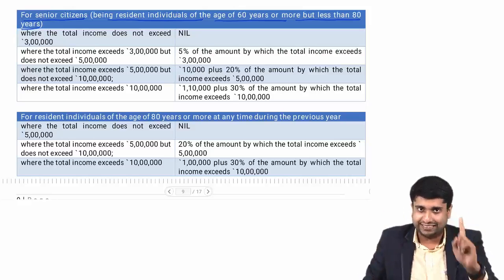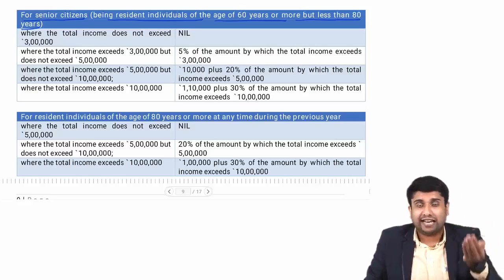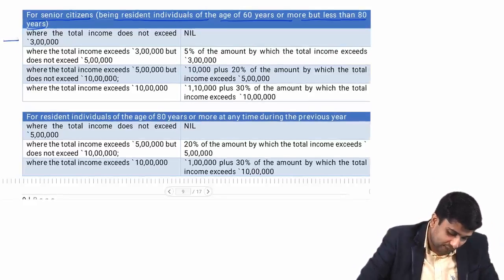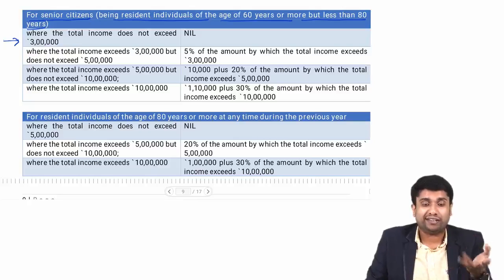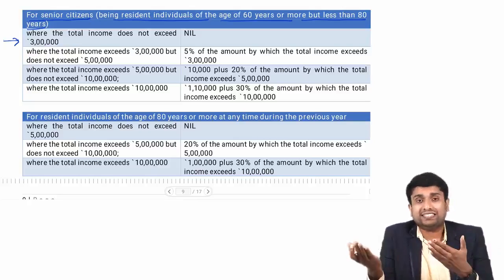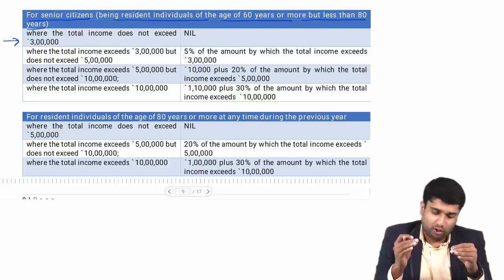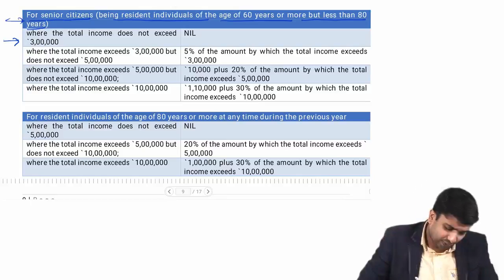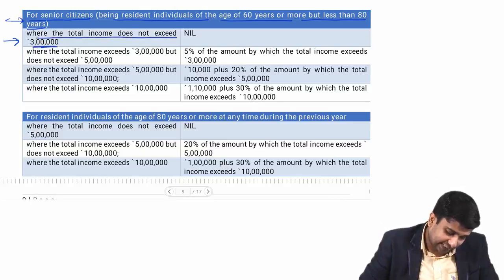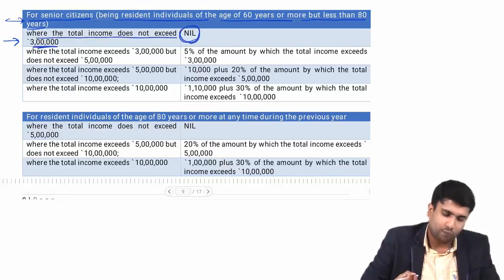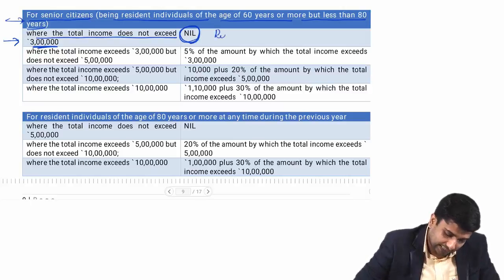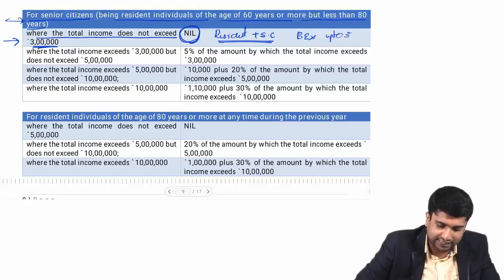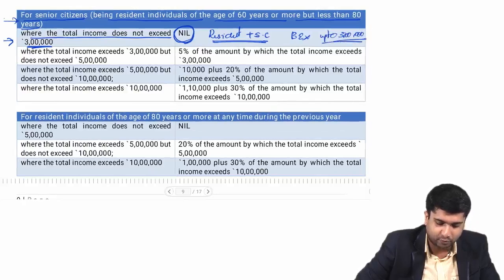If your age is 60 or more but less than 80, then you can be called a senior citizen. If you are a senior citizen plus a resident, then the rate of taxes will be different. And this is only applicable for an individual, because for HUF, AOP, BOI, etc., you don't know whether that particular person is a senior citizen or not. This particular table is only applicable for an individual who is a senior citizen as well as a resident in India. Where your total income does not exceed 3 lakh, your rate of tax is 0%. So if you are a resident plus a senior citizen, then your basic exemption limit is up to 3 lakh instead of 2,50,000. That is the moral of the story.